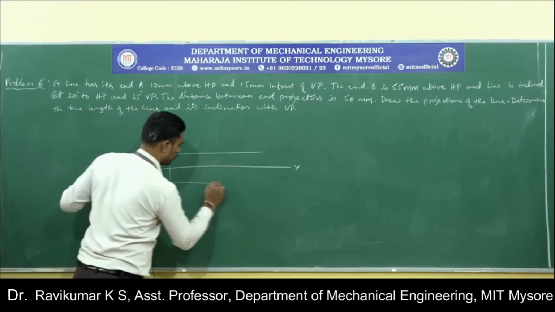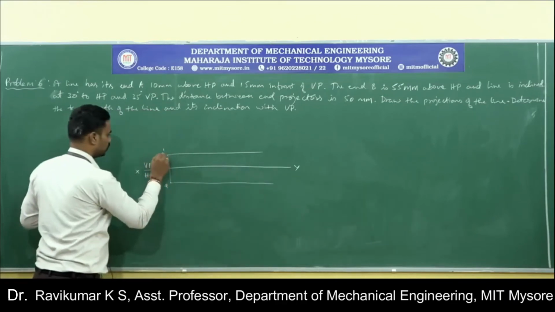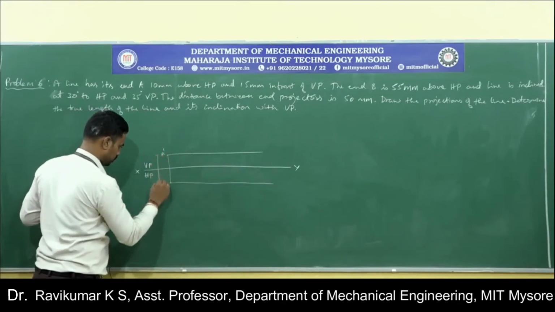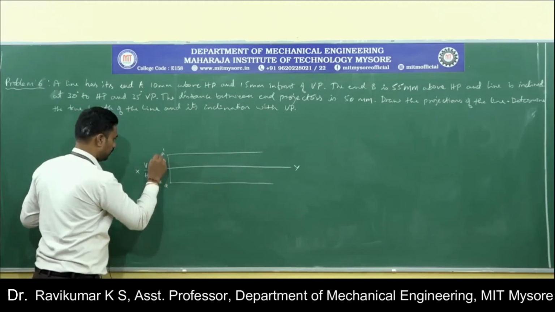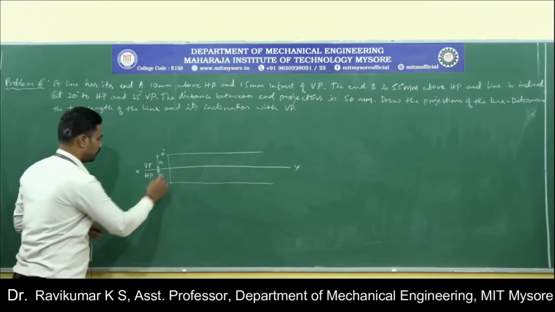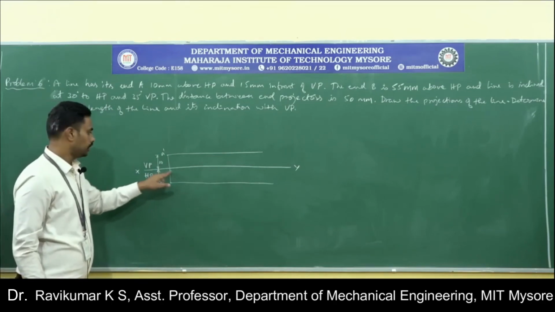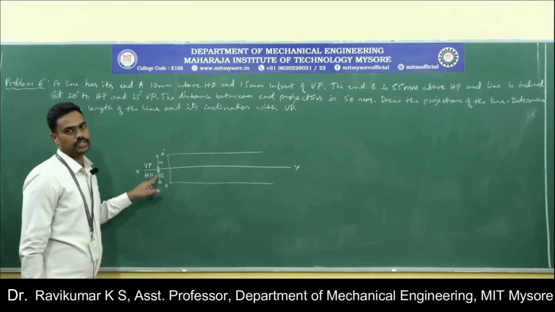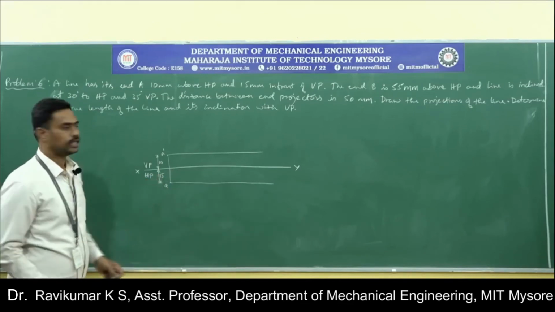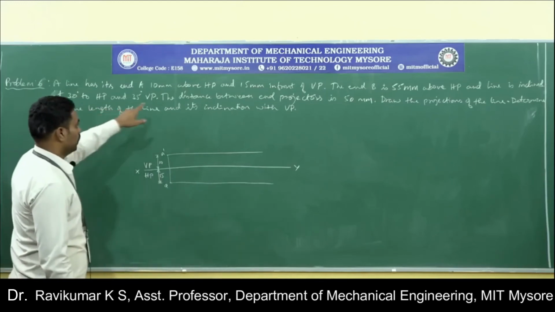So this is 10 mm and this is 15 mm. Remember, you need to maintain a minimum 8 mm distance between the projector line and the dimension line, or between any two lines. Okay.